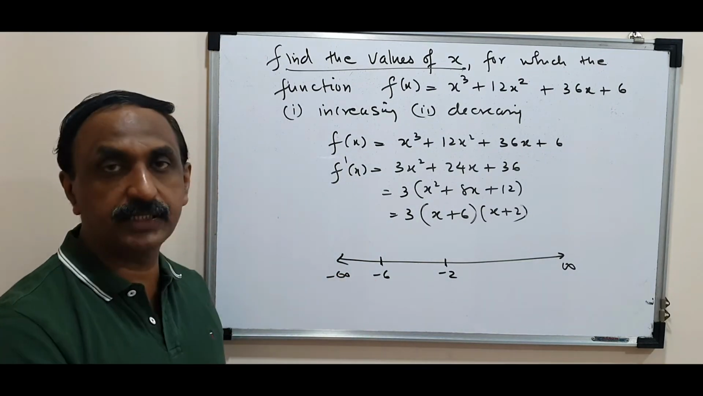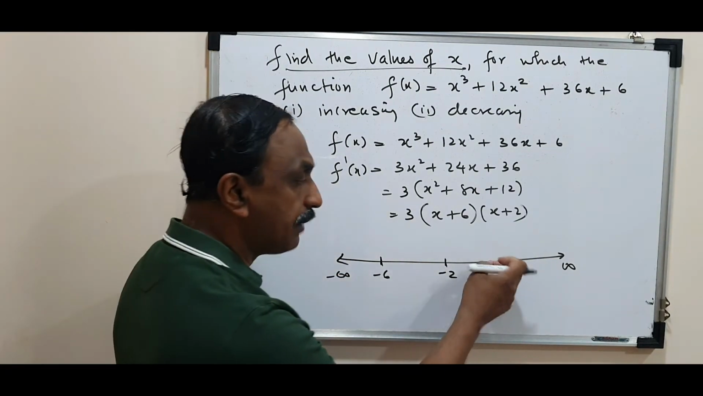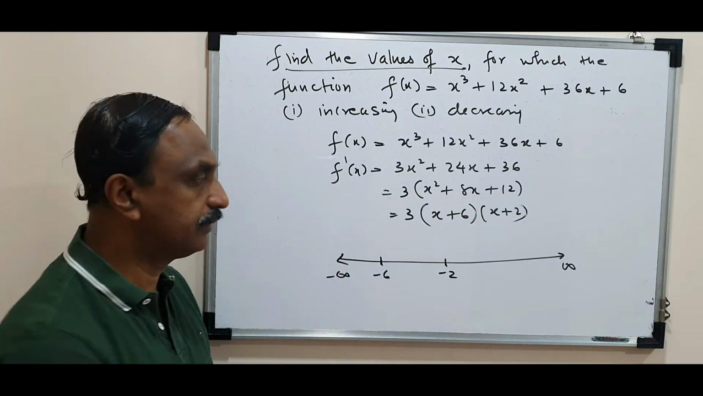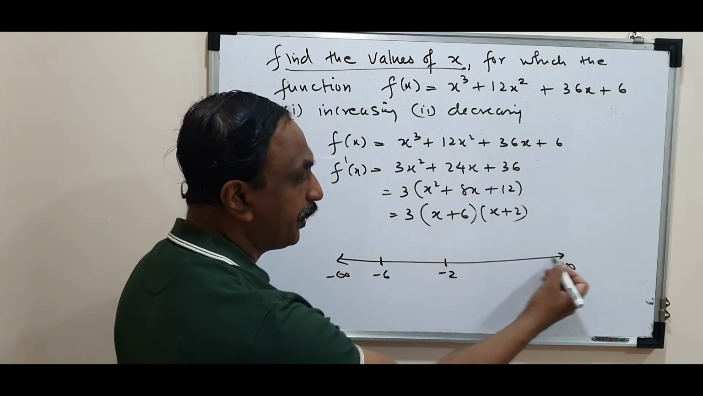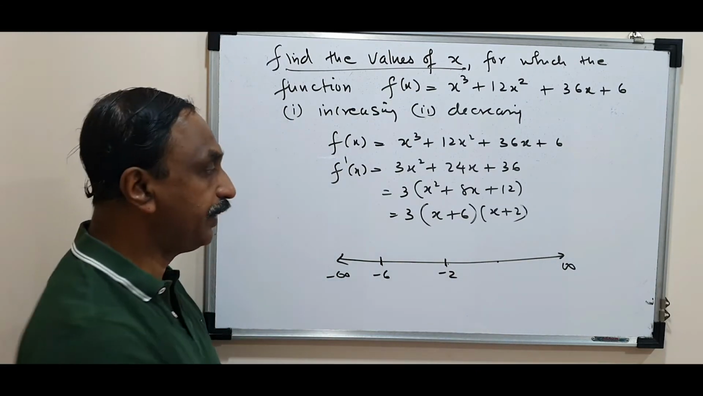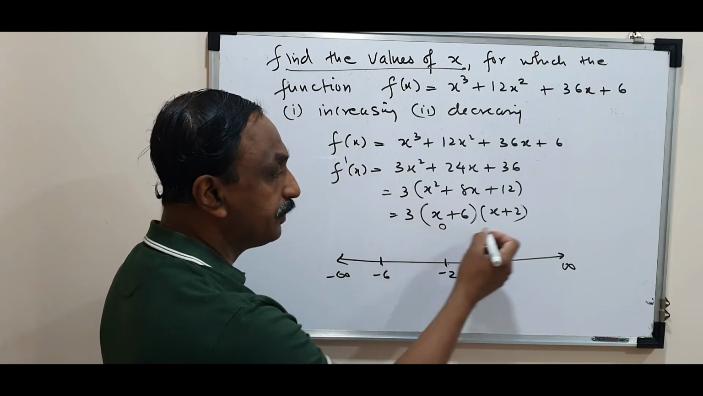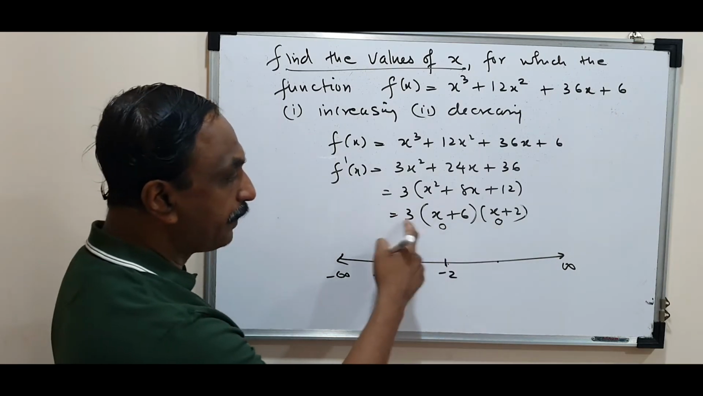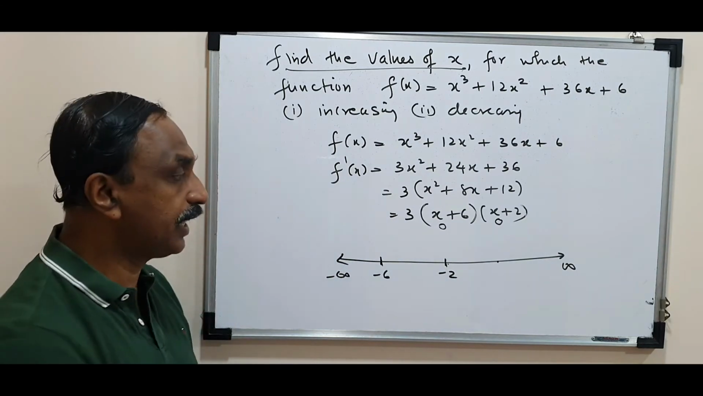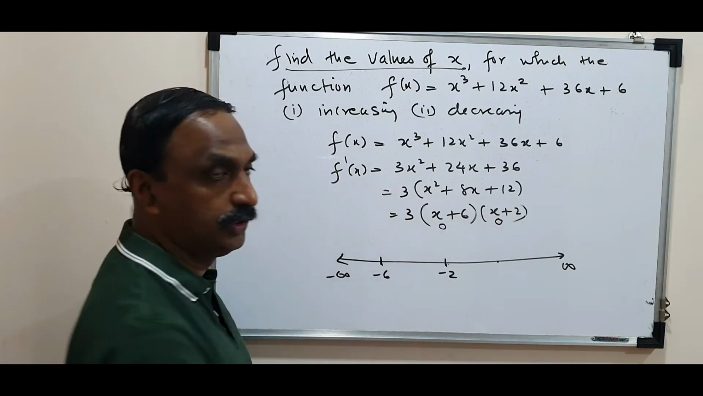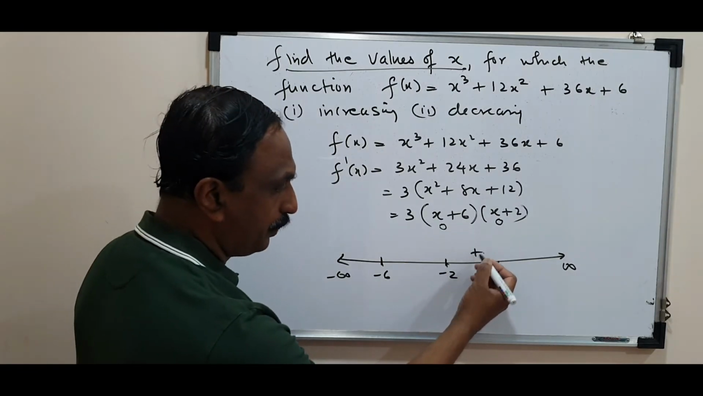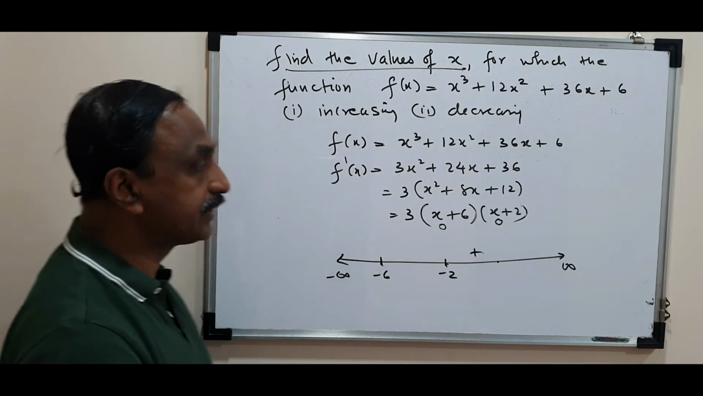So what do you mean by sampling method? Take one sample point, substitute and see what is the value of the function. So I'm going to put a number between minus 2 and infinity. 0 is a number between minus 2 and infinity. So I'm replacing x by 0. When I replace x by 0, I get a positive calculation. 3 into 6 into 2 is a positive calculation. So I will say minus 2 to infinity, it is increasing.